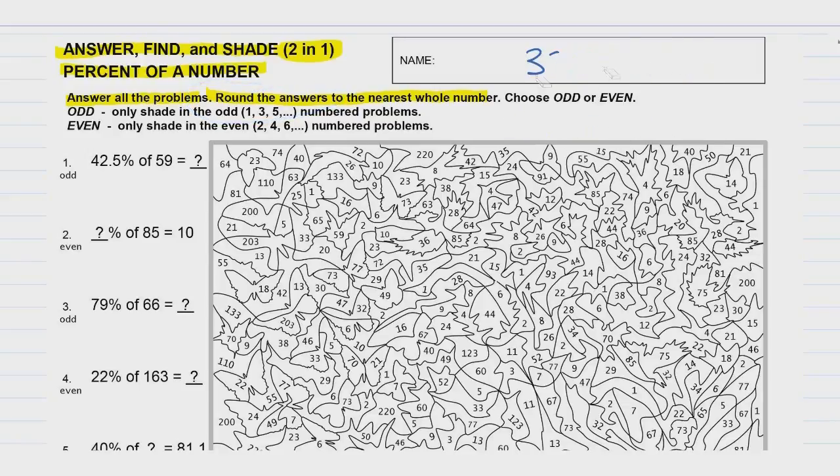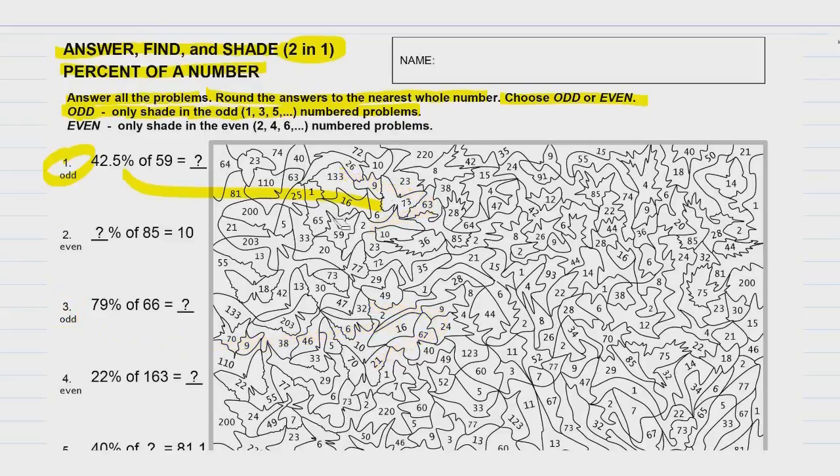And then it says choose odd or even. And that's what the 2-in-1 means. When you're solving these, you have to solve all the questions. But if you choose odd, you only shade in the odd numbered problems, like 1, 3, 5, 7, 9. So you would solve number 1 and you would shade in the answer to number 1. You wouldn't shade number 2, then you would shade in the answer to number 3. But you do have to solve number 2, you just don't shade in that one.